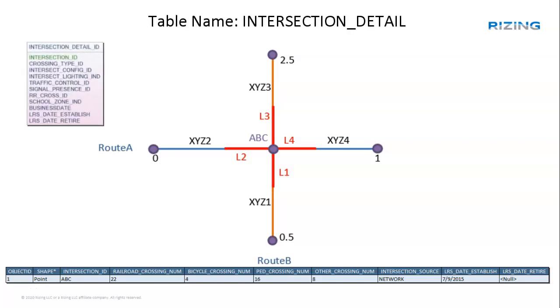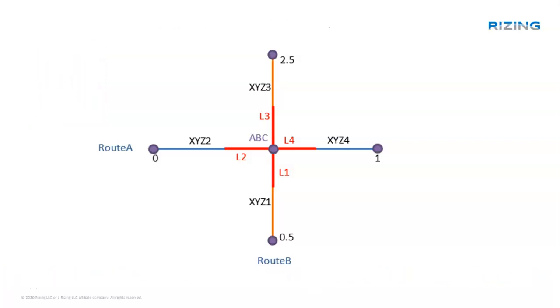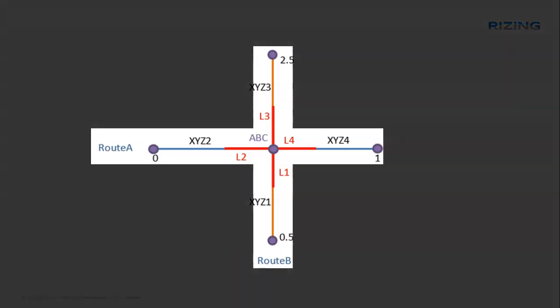Also generated is the Intersection Detail Table, which is an editable version of the intersection point table that users can add additional attribute columns to. It can be kept up to date and in sync with the Intersection Point feature class by running the Update tool. The Intersection Routes table describes the location of the intersection along all routes associated with the intersection.